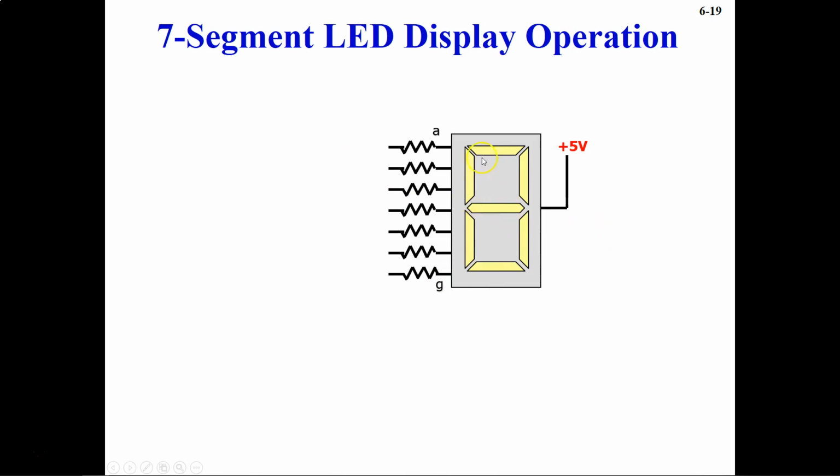Now next is the 7-segment LED display operation. Here you see the 7-segment LED display. If you count, these are the 7 segments, and starting from A, so this is your A, and then B segment, C segment, D segment, E segment, F segment, and G segment.